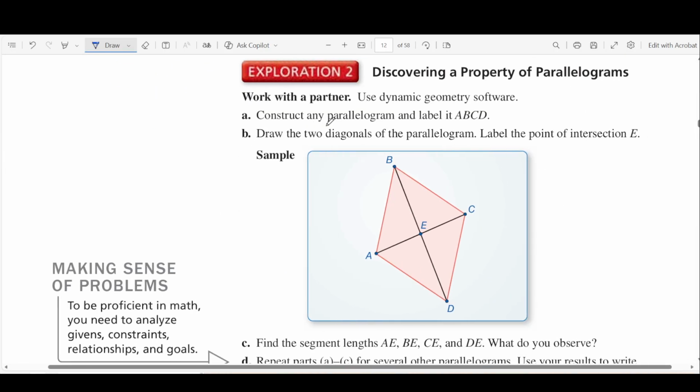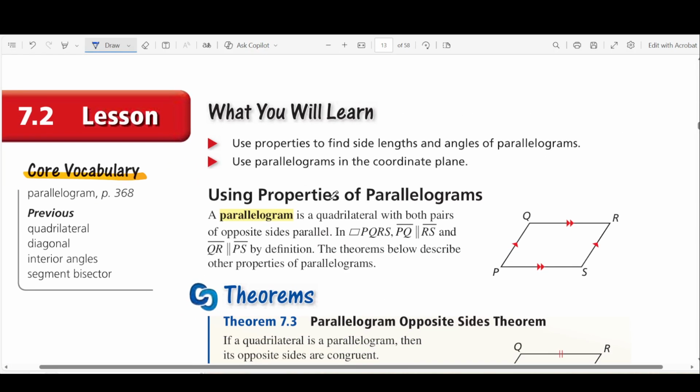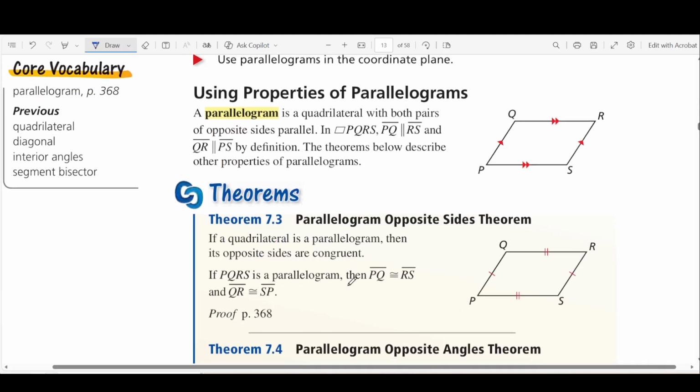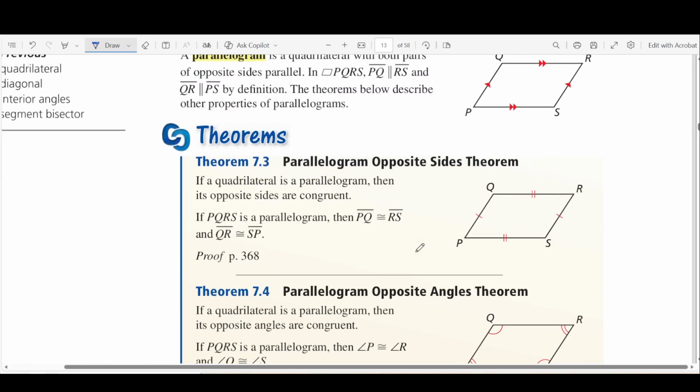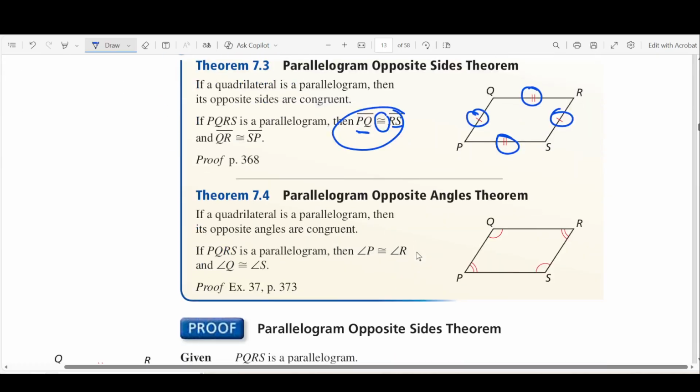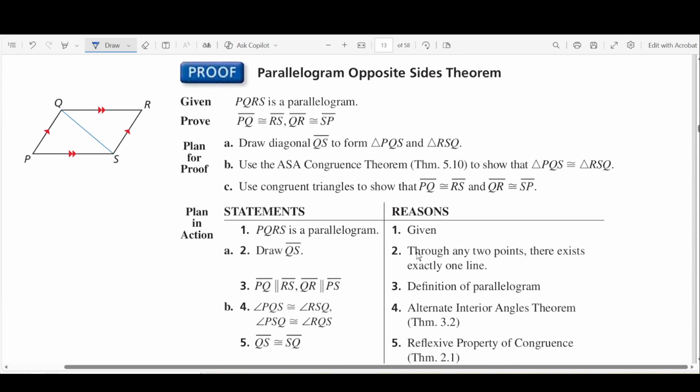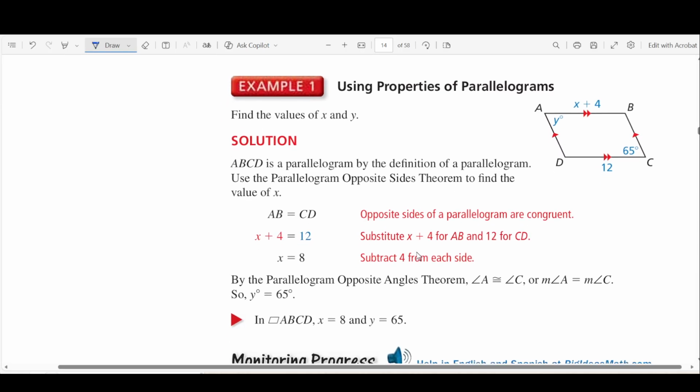The parallelogram opposite sides theorem says that opposite sides are equal, like PQ and RS, these are congruent, which means equal, and QR and PS, these two sides are congruent. The opposite angle theorem also says this angle is equal to this and this angle is equal to this. As you can see, they are opposite angles, so in a parallelogram they are equal. Clear?